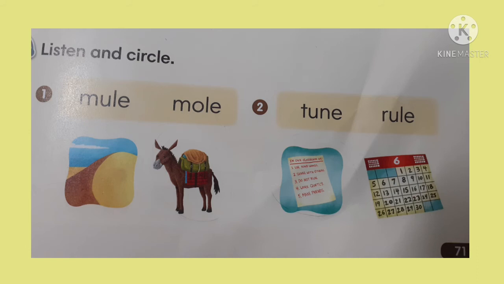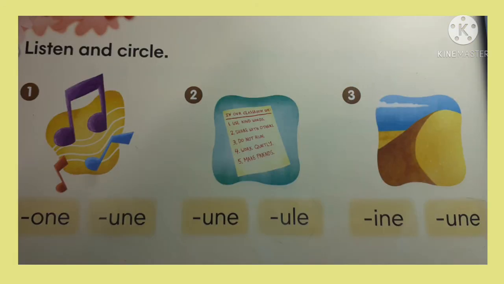On the lower part of page 71, track number 91, listen and circle. Number 1, mule, mule. Number 2, rule, rule. On page 72, track 92, listen and circle. Number 1, tune, tune. Number 2, rule, rule. And number 3, dune, dune.